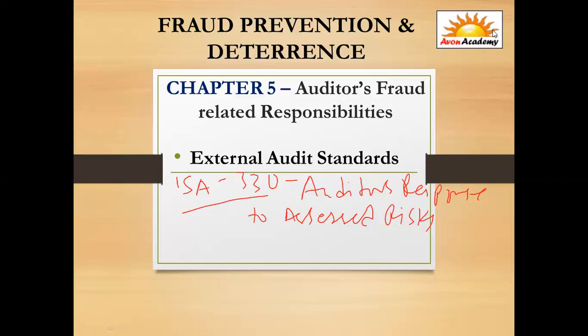And then documentation regarding the understanding of the entity and its environment, assessment of risks, significant decisions, and assessed risks of material misstatement. So these are the things that ISA 330 covers in relation to the auditor's response to the risks he has assessed.